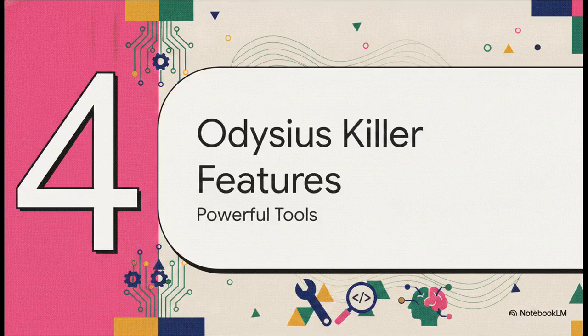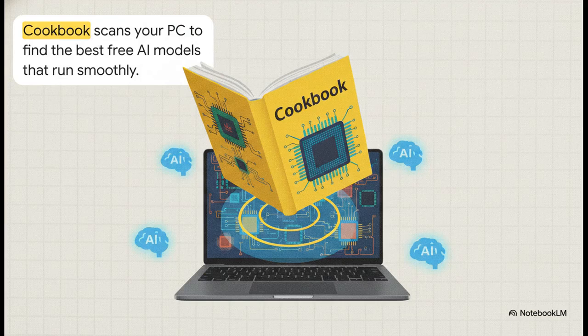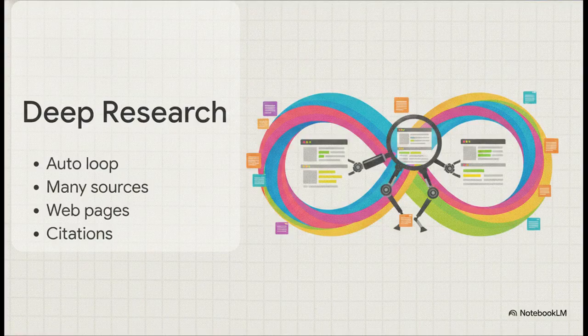All right, Section 4, Odysseus's killer features. So what makes this thing tick? First up is the cookbook. Historically, the absolute biggest headache with local AI was figuring out if your computer would just instantly crash when trying to run a model. The cookbook completely solves this. It scans your actual processor and memory and tells you exactly which free open-source models, like Qwen or Gemma, are going to run completely smoothly on your specific rig. No more guessing games. Then there's deep research.